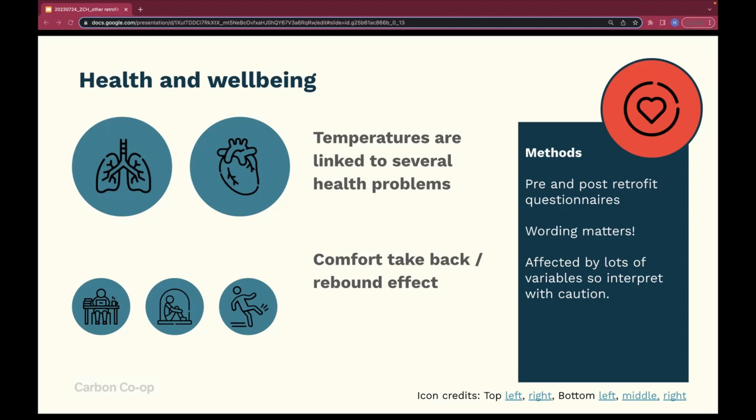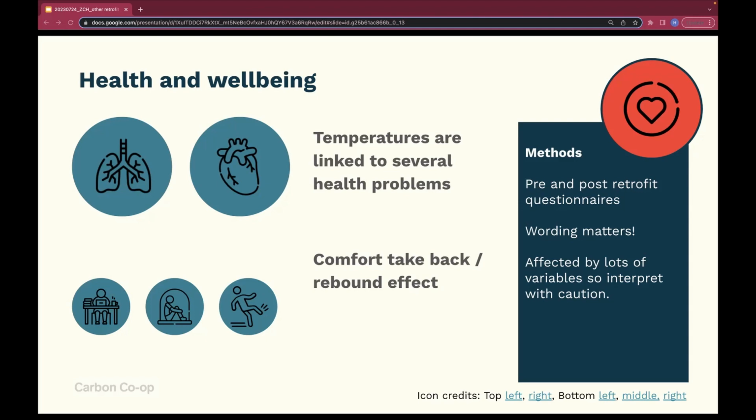A lot of the time comfort take-back or rebound is framed quite negatively. Obviously, we do want to see reductions in energy demand, but I think if a household is able to heat their home to a healthy and comfortable temperature, then that's a good thing. So if we want to know whether that's happening, then we want to know what people are doing around temperature before and after. And then we probably want to triangulate that by looking at their usage, so looking at the bill consumption data, and then maybe even some temperature monitoring data.